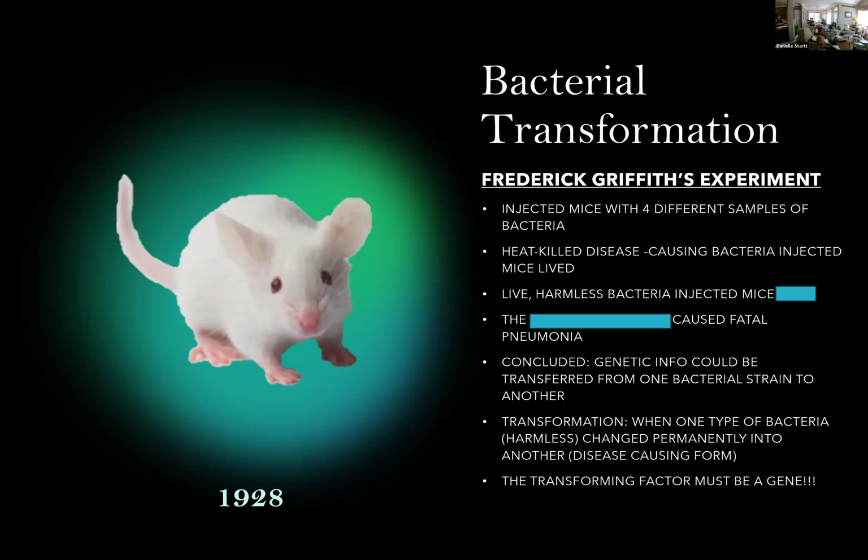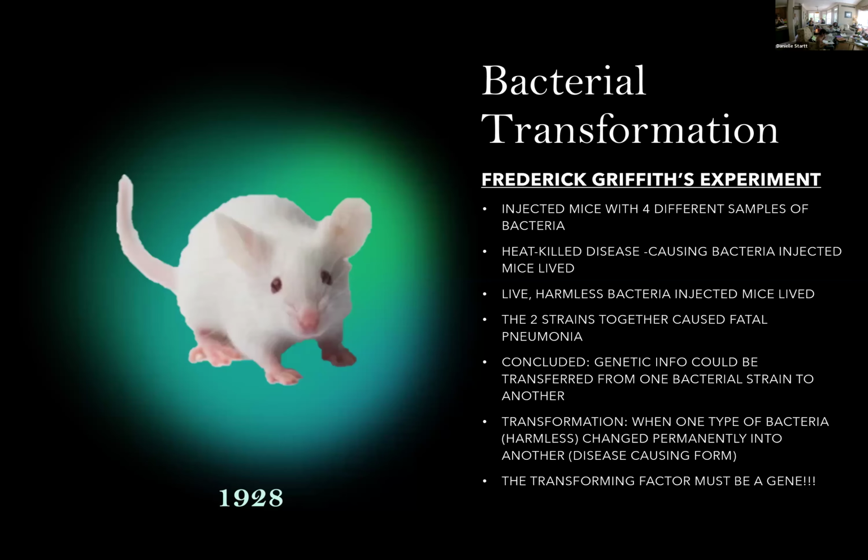So this live harmless bacteria was injected into mice. What happened, Eunice? They lived, the live harmless one, they lived. And then what caused the fatal pneumonia? Do we know? The fatal pneumonia was caused when you put the two strains together. So you take a strain that used to be able to cause disease, you heat kill it so it can no longer cause disease. Then you take a strain that does not cause disease. You put the two of them together and somehow you're starting to get disease being caused. So something's happening, something's being exchanged between these two organisms.